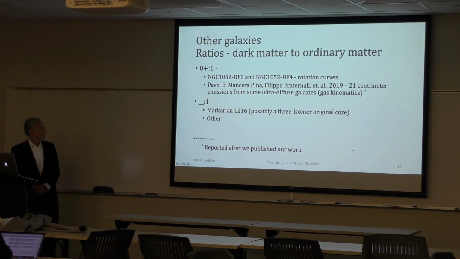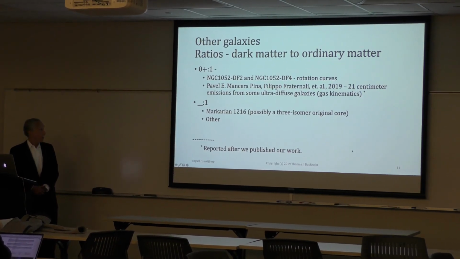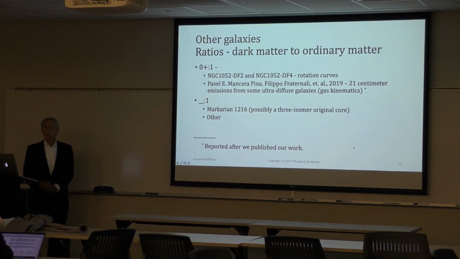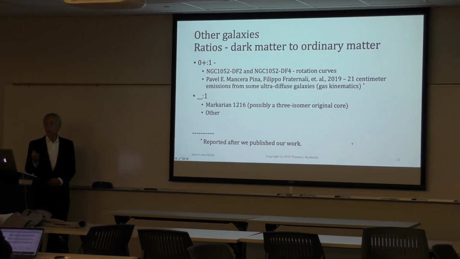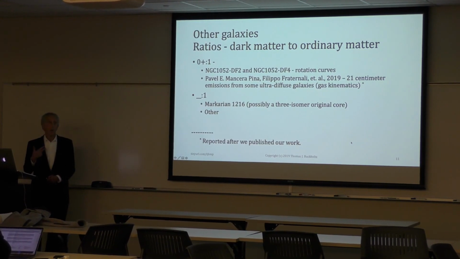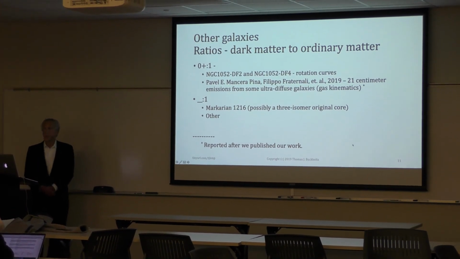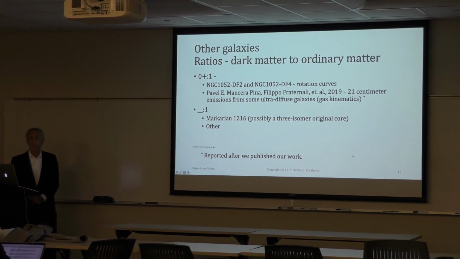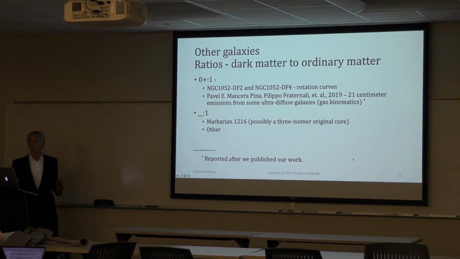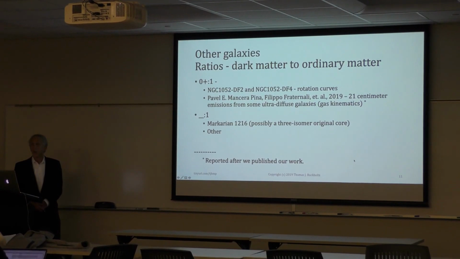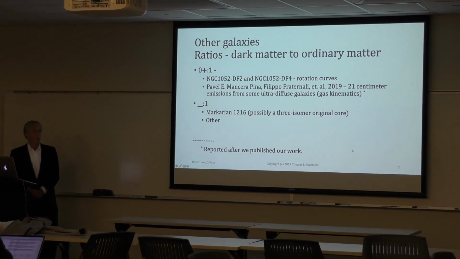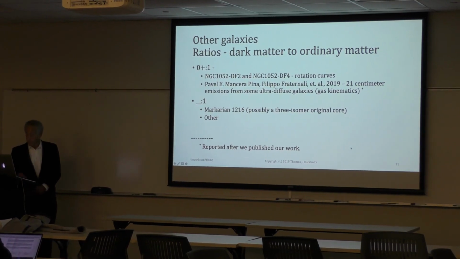There's one interesting other case here, the Markarian 1216 galaxy, which apparently stopped growing about 6 billion years after the Big Bang. And a possible explanation that comes out of this is that its core actually has 3 isomers in it. Those drove away everything else. And so at some point, this just accumulated all the stuff around it and stopped growing. There are other possibilities too.